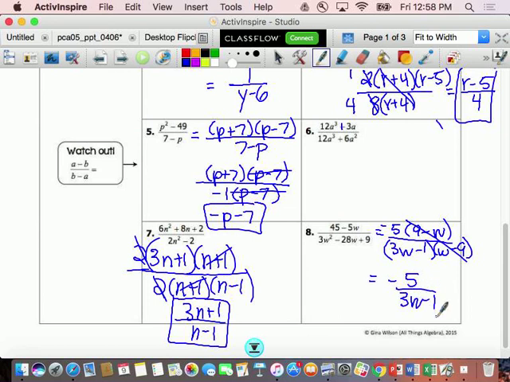Some of you might have put 5 over negative 3w plus 1. That's the same thing. Some of you put the negative just right out here to the side. That's the same thing. All of those are equivalent.